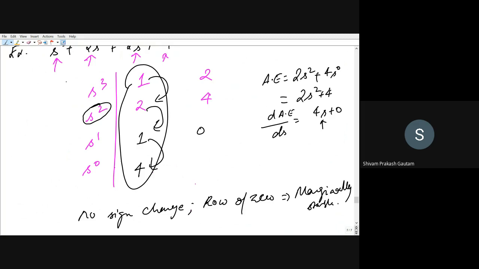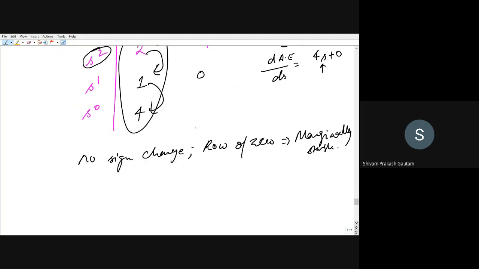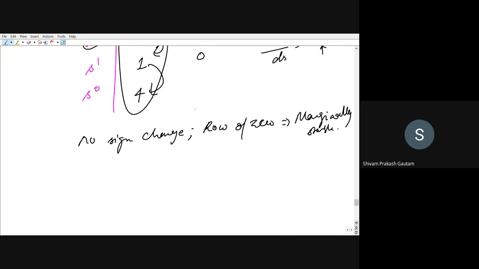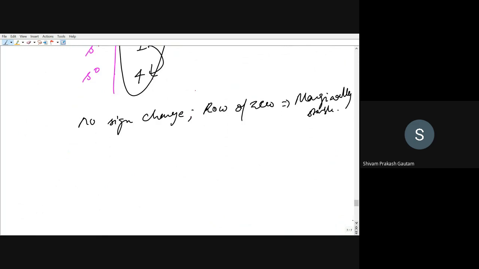Marginally stable system means the system will oscillate, right? After providing certain input, the system will oscillate. And we can find out the frequency of oscillation by the auxiliary equation. So the auxiliary equation was 2s square plus 4. Frequency of oscillation means at which frequency our system is oscillating. So you can equate the auxiliary equation equal to 0.